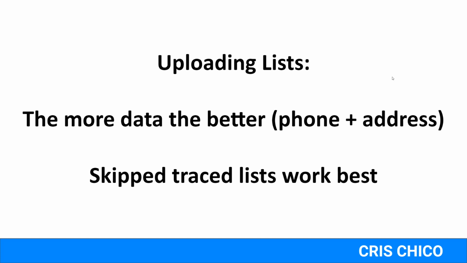Now, when you're uploading lists, the more data you have, the better. So you want the phone number, you want specifically the phone number. If you have that would be great. If you have the address, it's okay, but remember, Facebook could only accept first name, last name, city, state, and zip, not the address, so you're working with limited amount of data. If you have a list that you've skip traced, and a lot of these skip trace lists will give you the mobile numbers, and that is great information to upload.